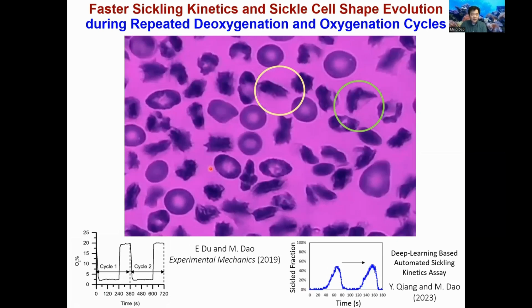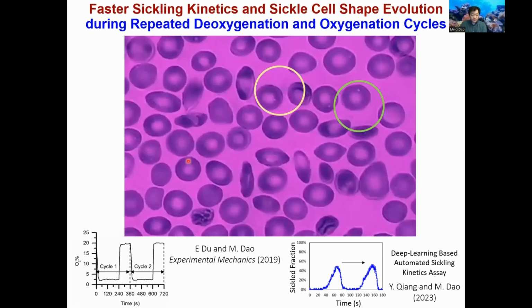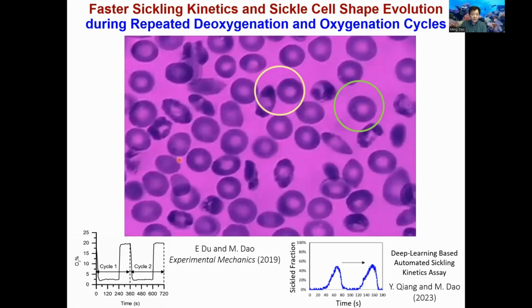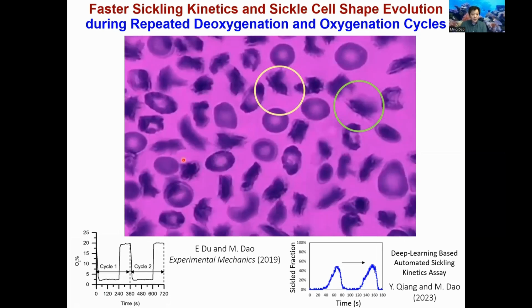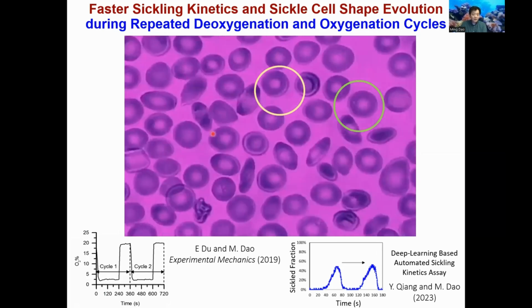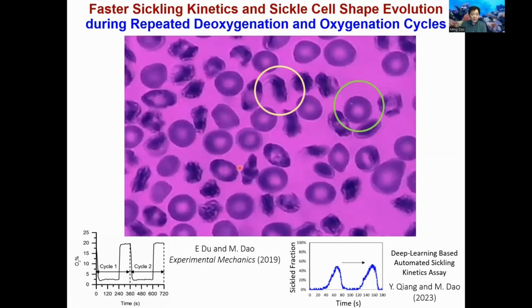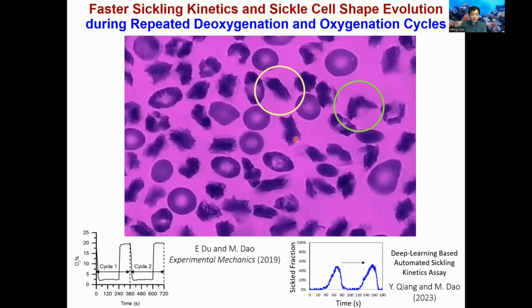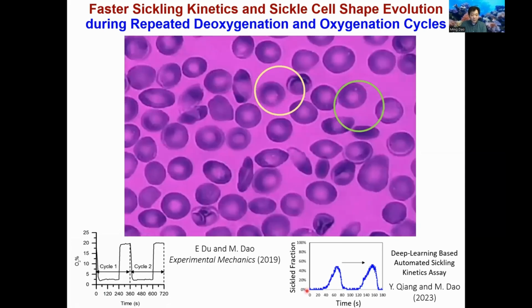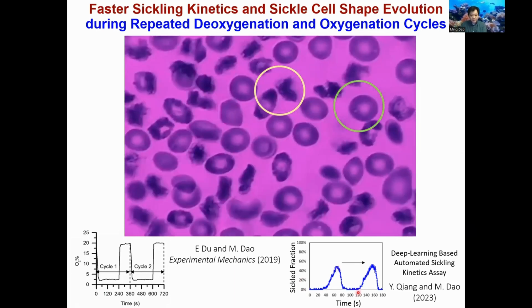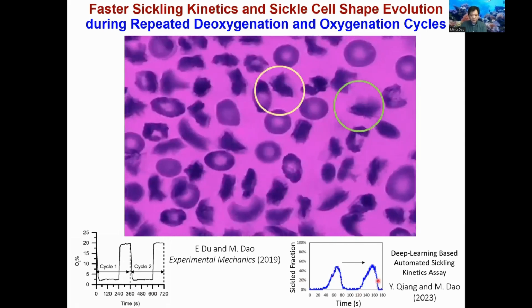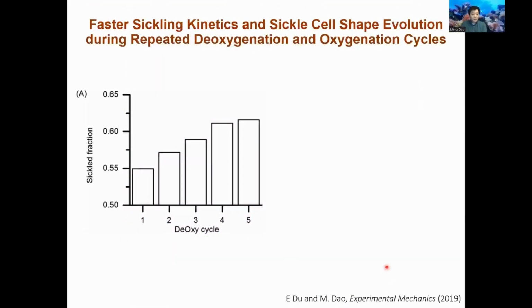You can see that even these cells are from the same sickle cell patient, but they don't behave all the same. Some sickle faster, some sickle slower. So that's why we have the sickle fraction versus time curve. You can quantify this. And we did find that actually the sickle fraction will go up after each cycle.